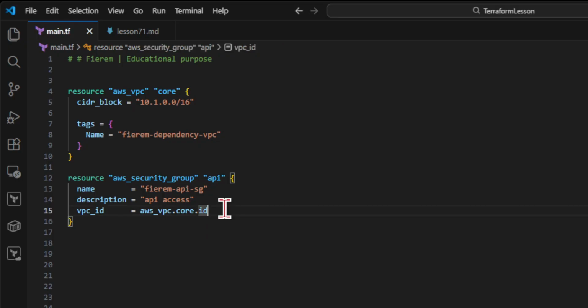Terraform automatically infers dependencies when a resource attribute references another resource. The expression aws_vpc.core.id creates a graph edge from the security group to the VPC. Terraform delays the security group creation until the VPC exists. The outcome is correct ordering without explicit instructions from the engineer.